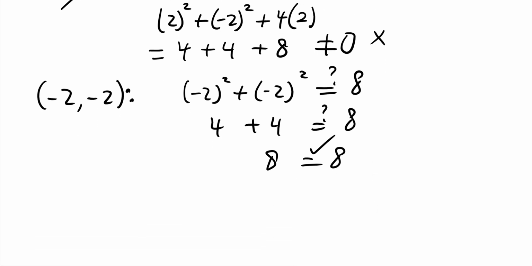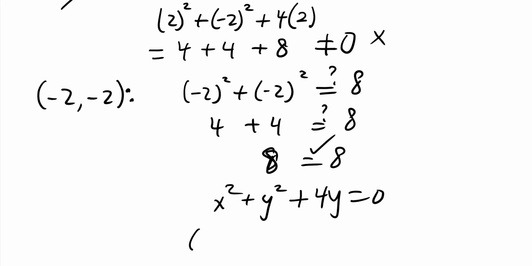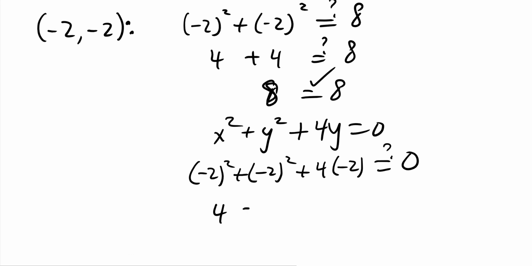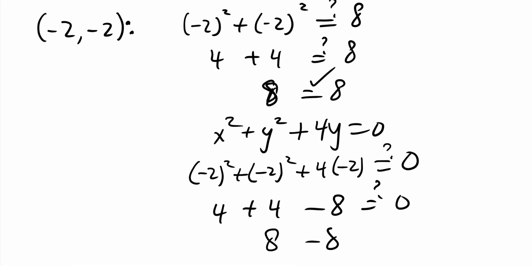In the second equation, let's write it down first. Substitute: (-2) squared plus 2 squared plus 4 times (-2). Is that equal to 0? 4 plus 4 minus 8. Is that equal to 0? 8 minus 8 equals 0. Yes. 8 minus 8 equals 0. So that's what I need.